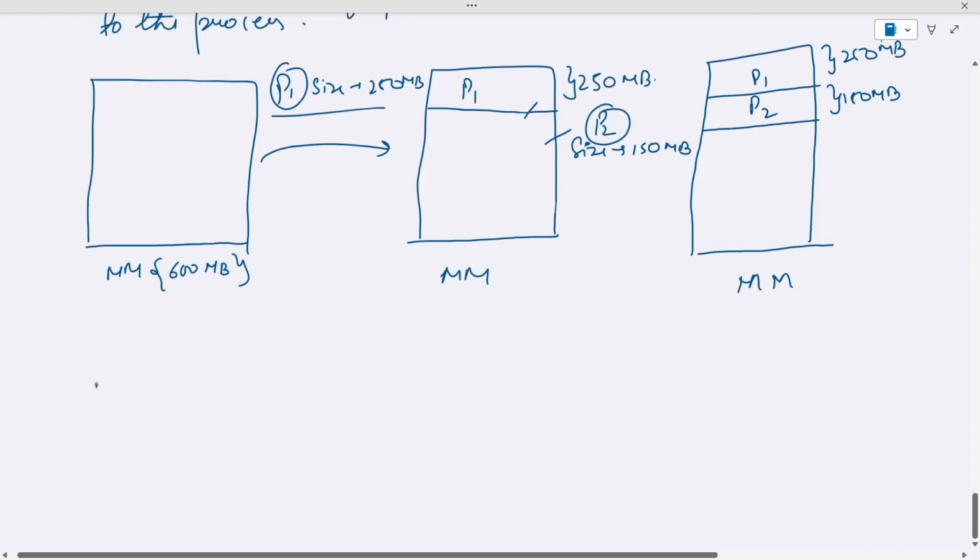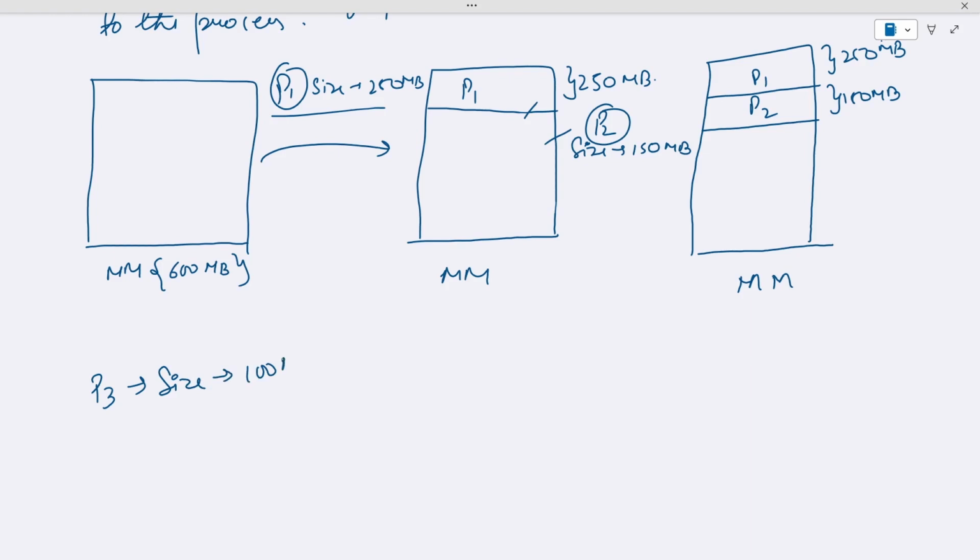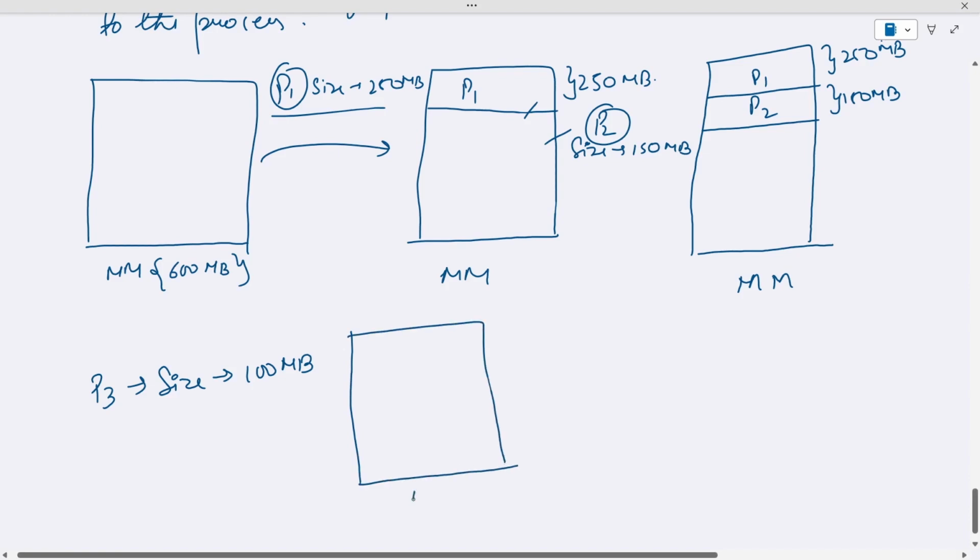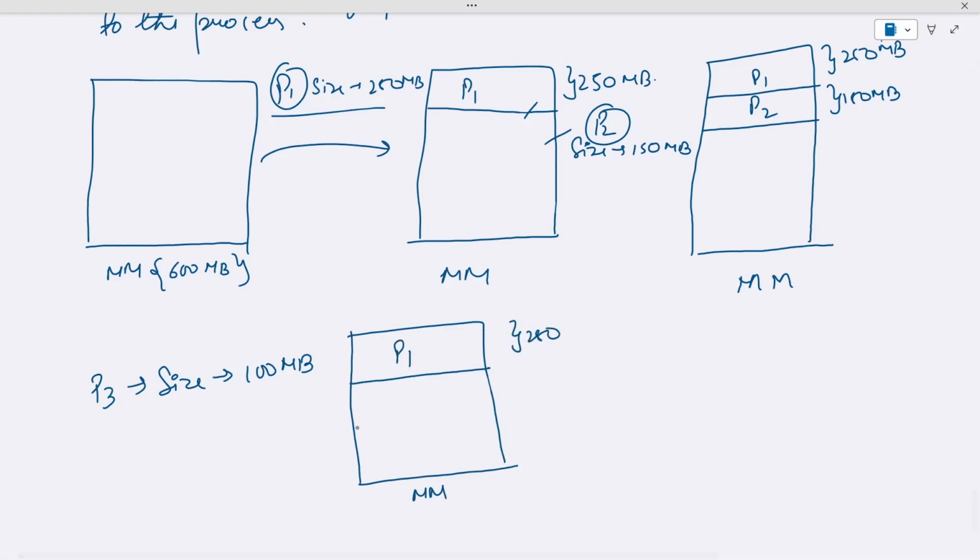And let's say the third process P3 comes, and the size of the process is 100 MB. What's the total size? 250 and 150, so 400 MB is already occupied. Now the space left is 200 MB. P3 needs 100 MB of space. What happens in this case? This is the main memory: 250 MB allocated to P1, 150 MB allocated to P2, and there is a third process which needs 100 MB of space. So 100 MB is created in main memory and allocated to P3.